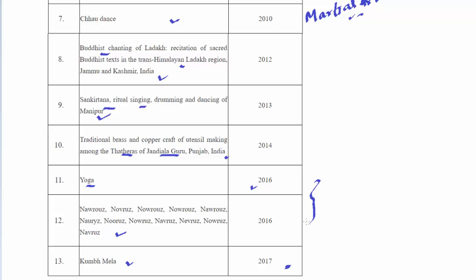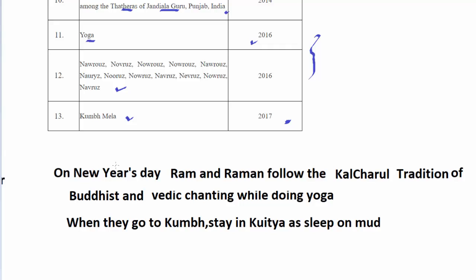Now to remember all these elements, I have made a story. Since it is about our culture, in our country, we respect all cultures and traditions, all religions. There are two persons, Ram and Raman, who are very religious, but they respect all cultures and traditions and follow this in their daily life. On New Year's Day, Ram and Raman follow the cultural tradition of Buddhist and Vedic chanting while doing yoga. And when they go to Kumbh, they stay in Kutia and sleep on mud with sannyasis. Now the spelling is not correct, just follow the words and their pronunciation.